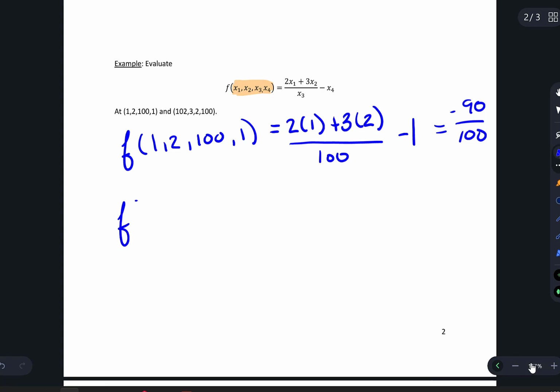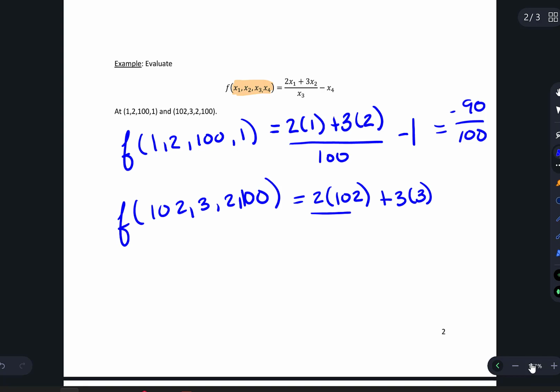Very similar, we could evaluate this function at 102, 3, 2, and 100. And so again, everywhere that I see an x1, I'm going to plug in 102. Everywhere that I see an x2, I'm going to plug in a 3. Everywhere that I see an x3, I'm going to plug in a 2. And everywhere I see an x4, I'm going to plug in 100. And this is equal to 103 divided by 2.